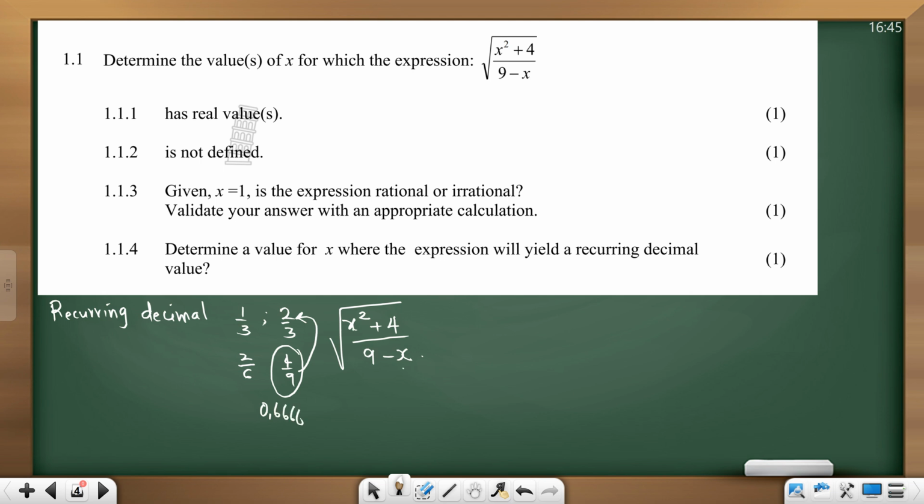So how can I get rid of this? Oh, if x is 0, that would work. 0 squared plus 4 over 9 minus 0 would give me that. Now look at this number. 4 is a perfect square, 2. 9 is a perfect square, 3. But 2 over 3 is a recurring decimal. Do you see that? But it's rational. It's a recurring decimal. Therefore, the examiner is just stating a few grade 10 stuff here. When x equals 0, I'll have a recurring decimal.